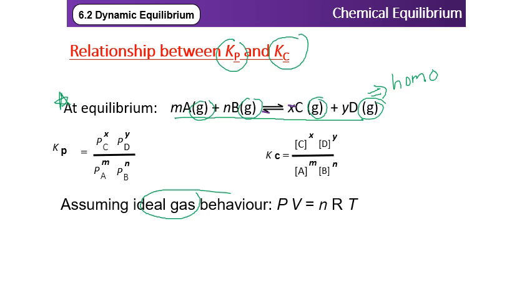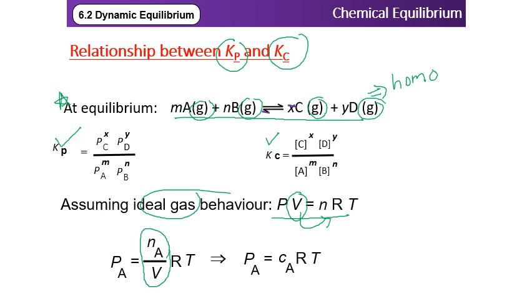And due to the presence of gases, it can help us to write the Kp expression and also the Kc expression. Now we are going to relate it with the ideal gas equation, PV equal to nRT. If you notice, if we move the volume to the other side, I will get the number of moles of gas divided by the volume, multiplied by RT, where n over V actually represents the concentration. Here I will write like this, C_A represents the concentration.